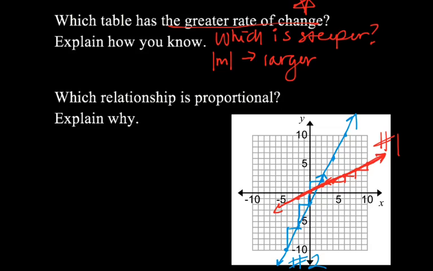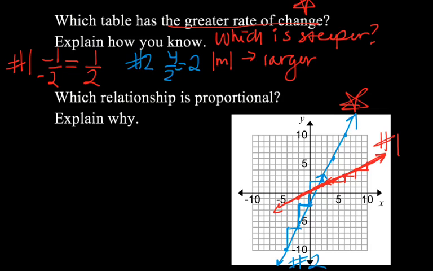If you take a look here, line number 2 is going to be steeper, or have a greater rate of change. For number 1, we went down 1, backwards 2, so my rise over run would be negative 1 over negative 2, which becomes 1/2. If I use blue for my table number 2, I went up 4 over 2, which simplifies to 2. So my rate of change for number 1 is 1/2. My rate of change for number 2 is 2.